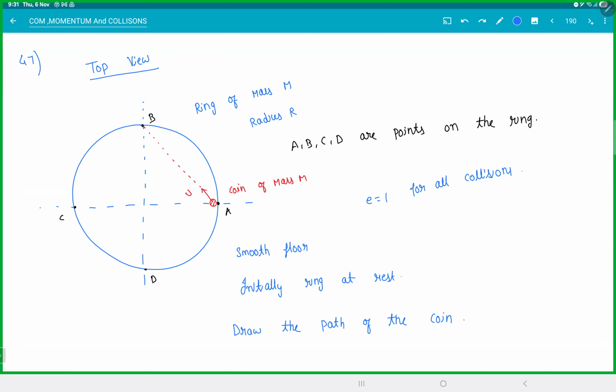Listen, the ring's mass is M, the coin's mass is also M, and e is equal to 1. Just now we made a statement: every time the ring and the coin collide, they will exchange velocities along the normal. Agreed? That's the first statement. You have to be clear.